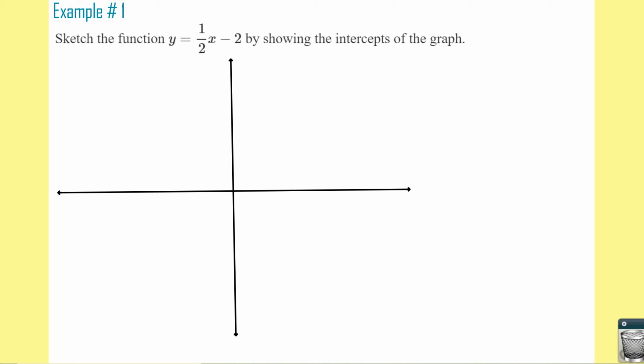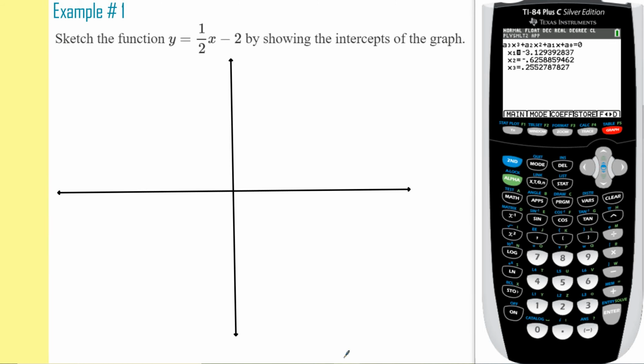Okay, so let's do another one here. We're going to quit this and go back to the main page. Go and type in our new equation. Here, since I can get an exact decimal, I'm going to put 0.5x minus 2. And just to get my window back to normal, I'm going to hit zoom standard, so zoom 6.